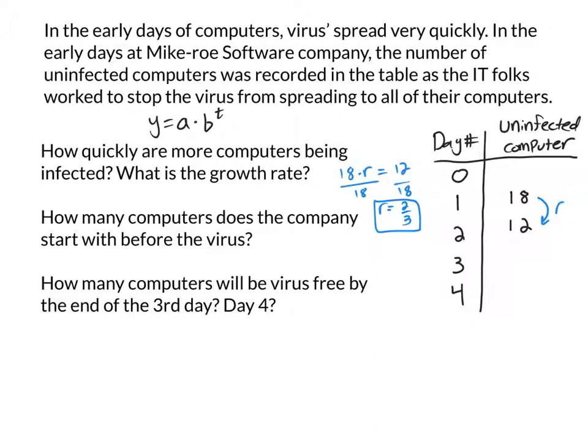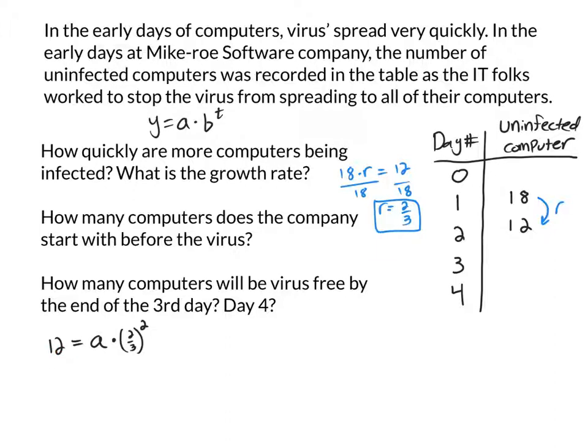12 equals A, something we don't know, our starting point, times our growth rate, 2/3 to the power of 2, because we're thinking about day 2. We've got to go back here and know that our time is day 2 when we plug in that 12. When I do that, I have to put parentheses around the 2/3. 2 divided by 3, close parentheses, to the power of 2. And my calculator is giving me a decimal value, so I'm going to give it a decimal value as well.